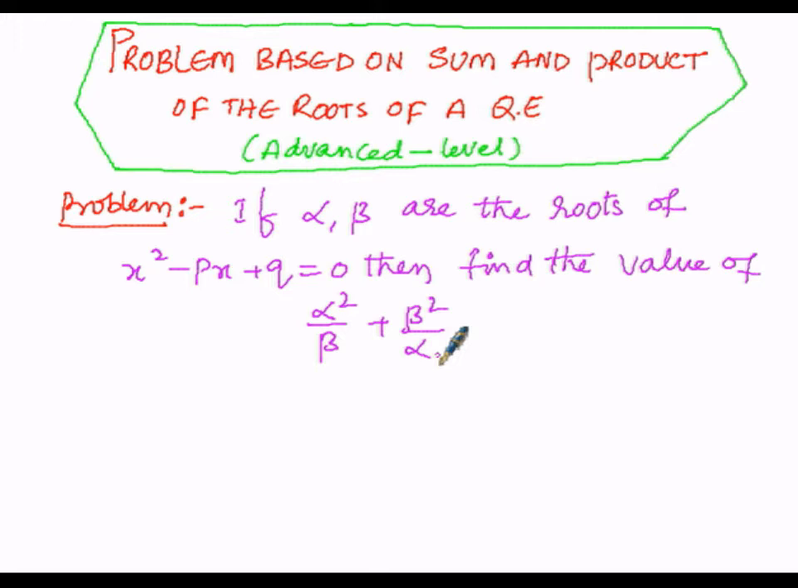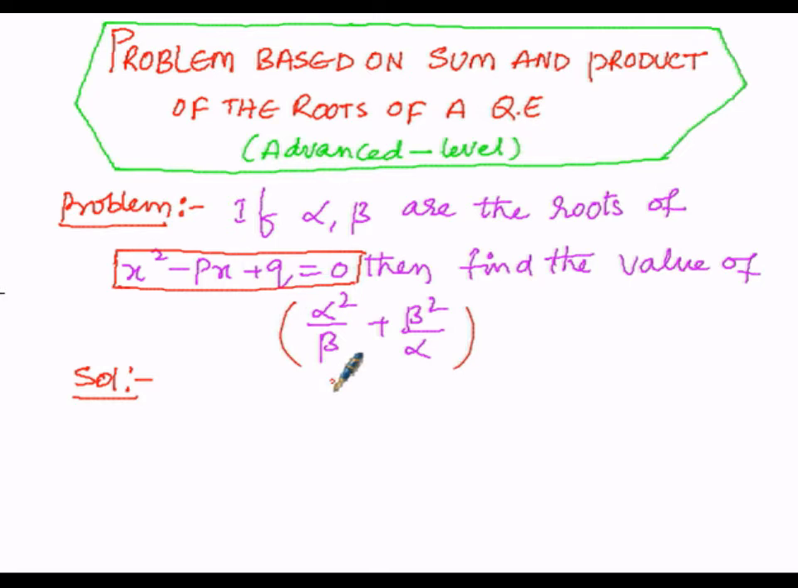So here, as per the problem, alpha and beta are supposed as the roots of this particular given quadratic equation, that is x square minus px plus q equals 0. This is the if condition which is given to us. Then we have to find out the value of this bracket, that is alpha square by beta plus beta square by alpha. Now the solution starts.